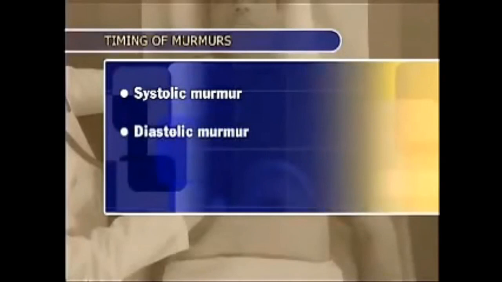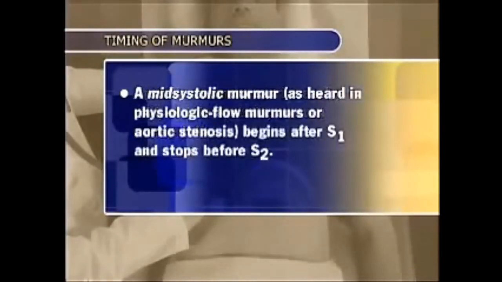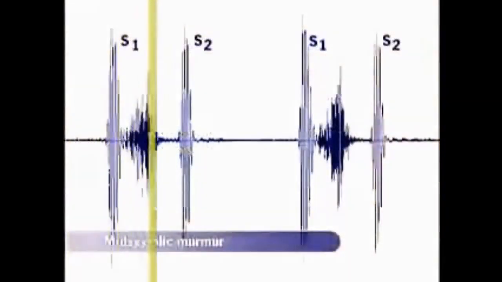First, decide if you are hearing a systolic murmur falling between S1 and S2 and coinciding with the carotid upstroke, or a diastolic murmur falling between S2 and S1. Murmurs are classified according to where they fall in systole and diastole. Systolic murmurs can be early, mid, or late systolic, or even pansystolic. For example, a mid-systolic murmur, as heard in physiologic flow murmurs or aortic stenosis, begins after S1 and stops before S2.